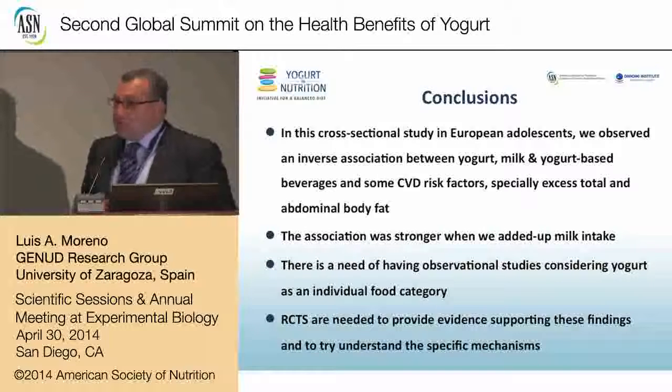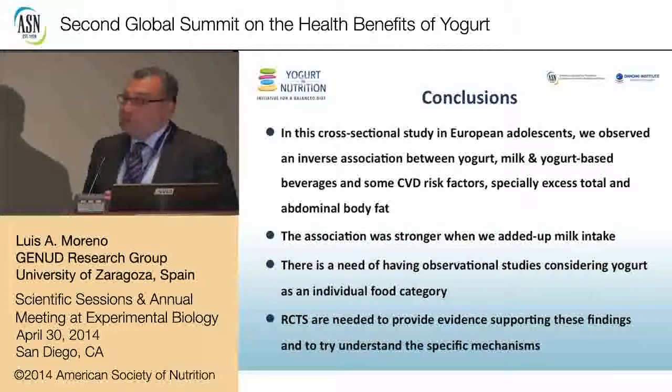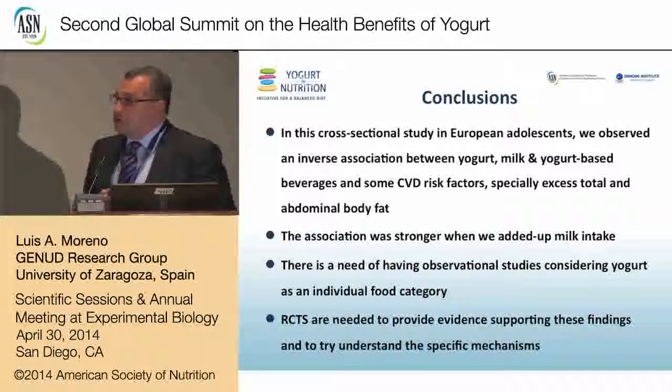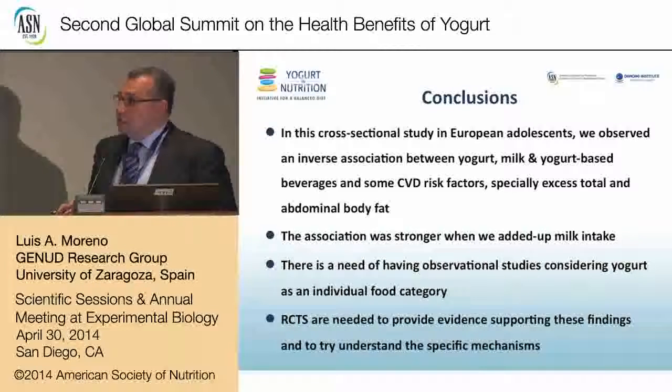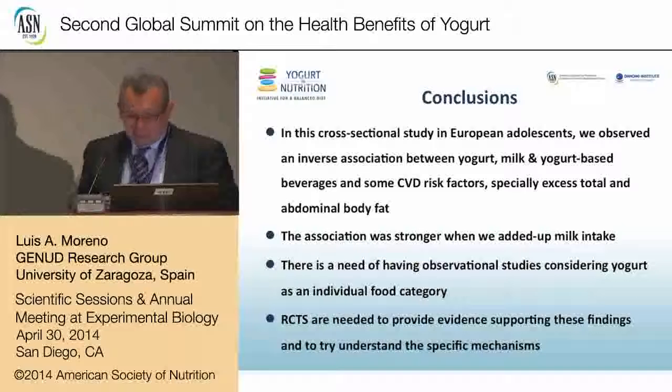So to conclude, in this cross-sectional study, with all the limitations of this design, in European adolescents, we observe an inverse association between yogurt, milk, and yogurt-based beverages and some cardiovascular diseases risk factors, especially excess total and abdominal body fat. The association was stronger when we added up milk intake. In my opinion, there is a need for observational studies considering yogurt as an individual food category, which is very often missing, and of course we also need randomized control trials to provide evidence supporting these findings and to try to understand the specific mechanisms.